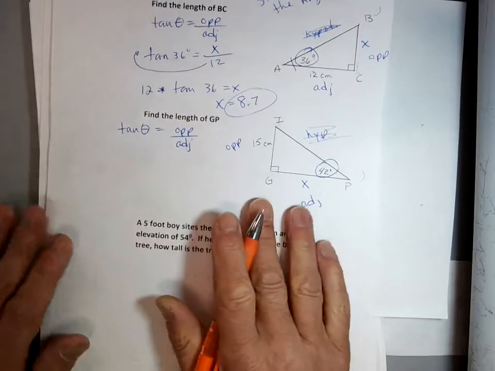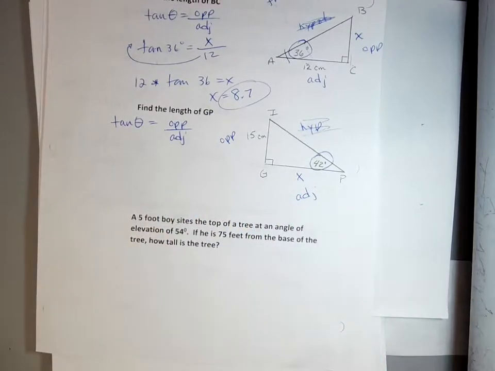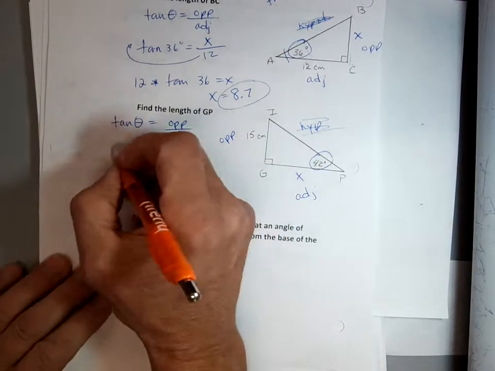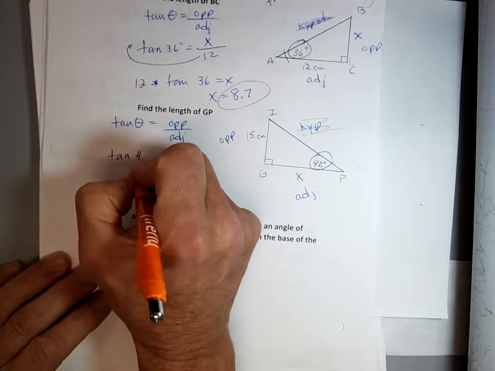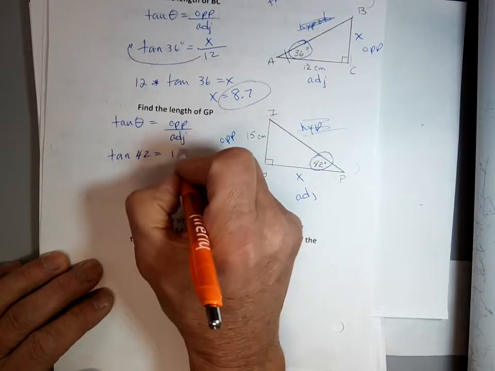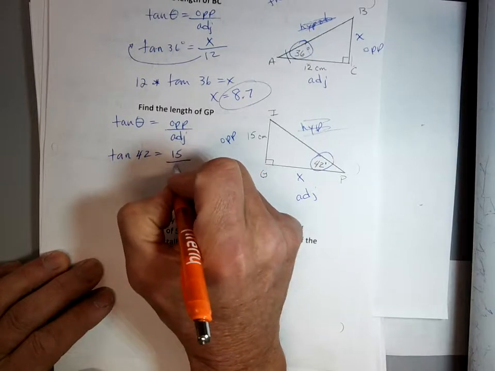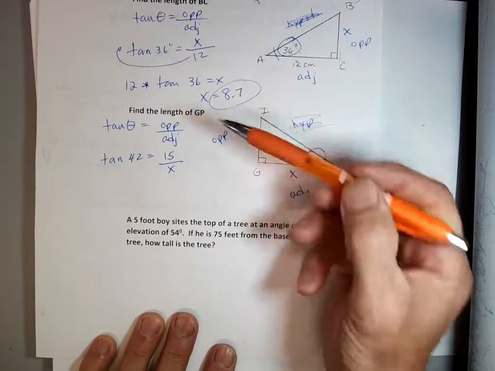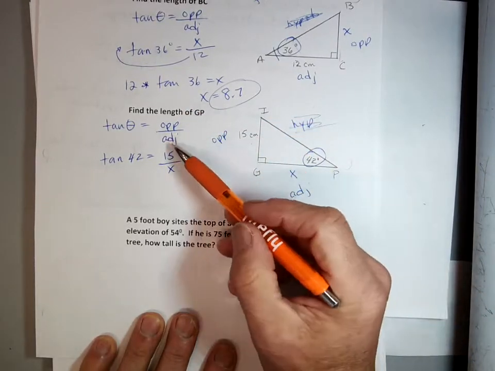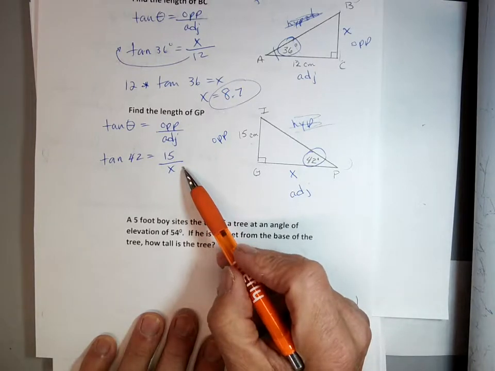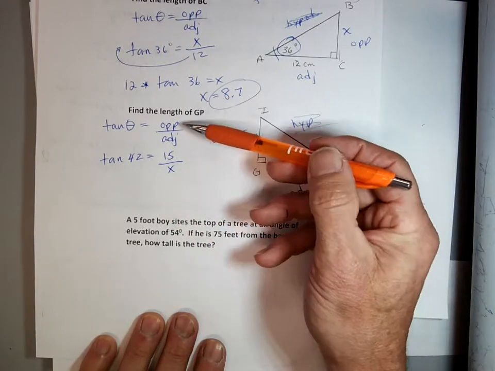Let's put the numbers in, not theta. Theta represents the angle, so we put 42 there. So I'm going to go tangent 42 equals, my opposite is 15 over x. Now this is important. You see this: the opposite side is on top of the fraction, so the 15 is on top. The adjacent is the bottom part of the fraction, so the x goes on the bottom. You have to put the sides in the right place from the words.